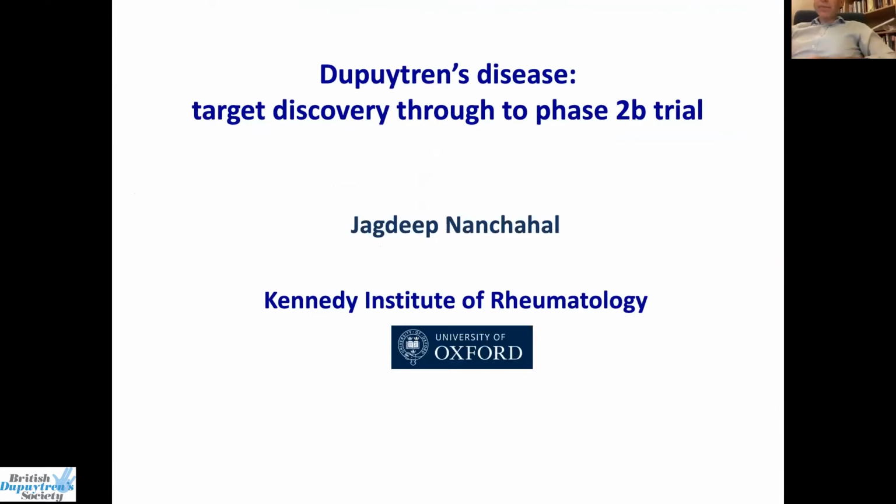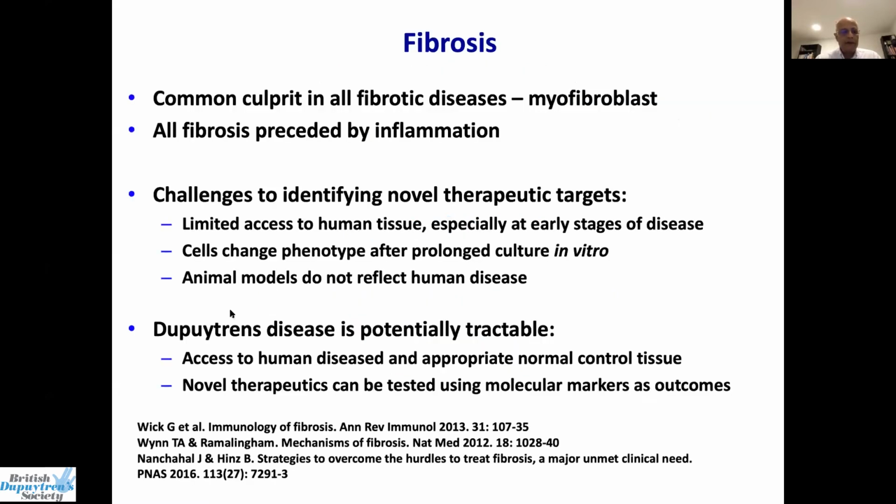Okay, cool. So what I'm going to do is take you through how we got to the RID trial, so the target discovery phase, through to where we are now with RID. We've completed phase 2A and we're now into phase 2B. So as Gus mentioned, fibrosis can affect almost any tissue, and the culprit cell is the myofibroblast.